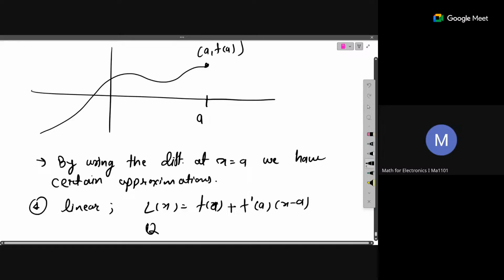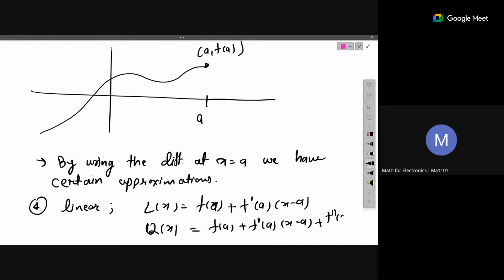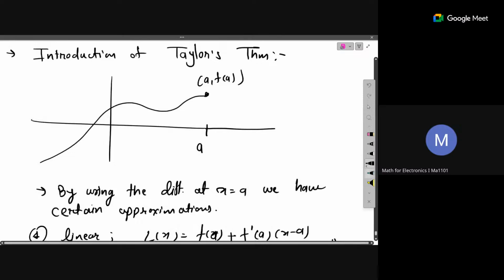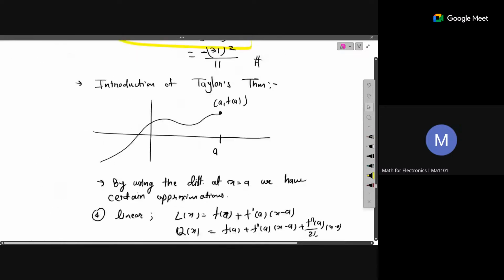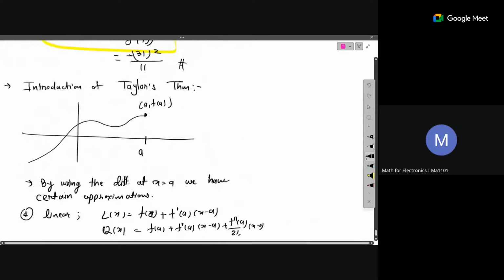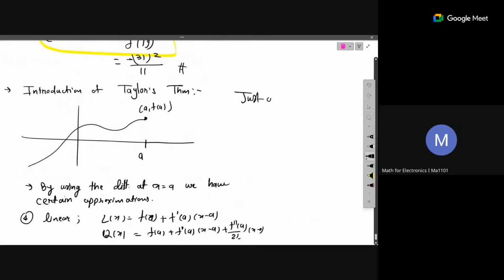Similarly, for quadratic approximation we have f(a) plus f'(a)(x minus a) plus f''(a) upon 2 factorial times (x minus a) squared. Okay. Now these approximations just work as approximations. They won't give us the final value, right? So they are just approximations, right? What did Taylor do?